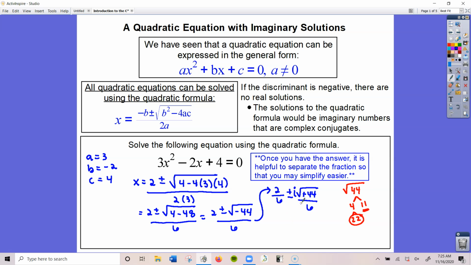Additionally, we're going to try to simplify these numbers. 2 over 6 can be simplified to be 1 over 3. Plus or minus, I said that the 2 is going to go on the outside, so 2, and the 11 stays inside, all over 6. And again, now we can simplify this 2 over 6 that's on the outside. So my final answer would be 1 over 3 plus or minus the square root of 11 over 3.